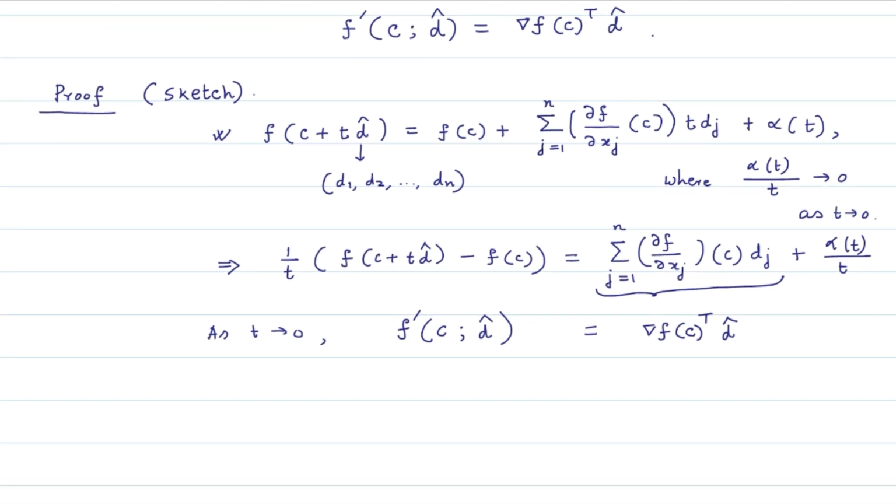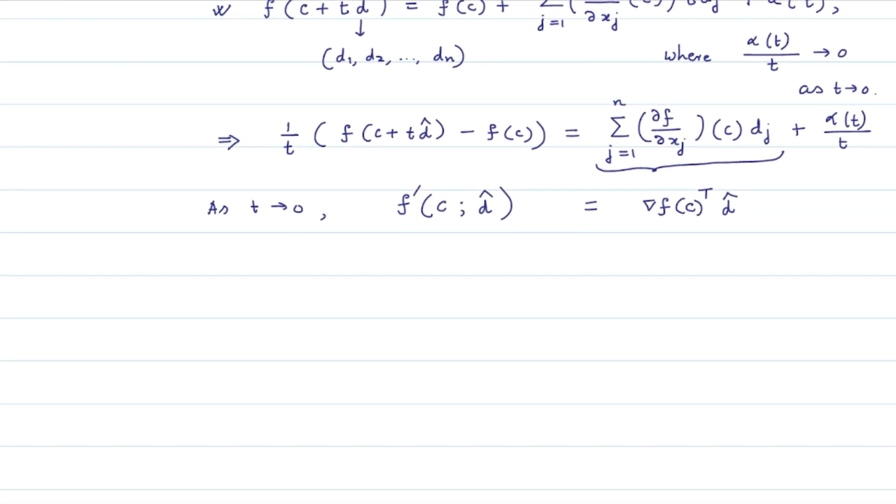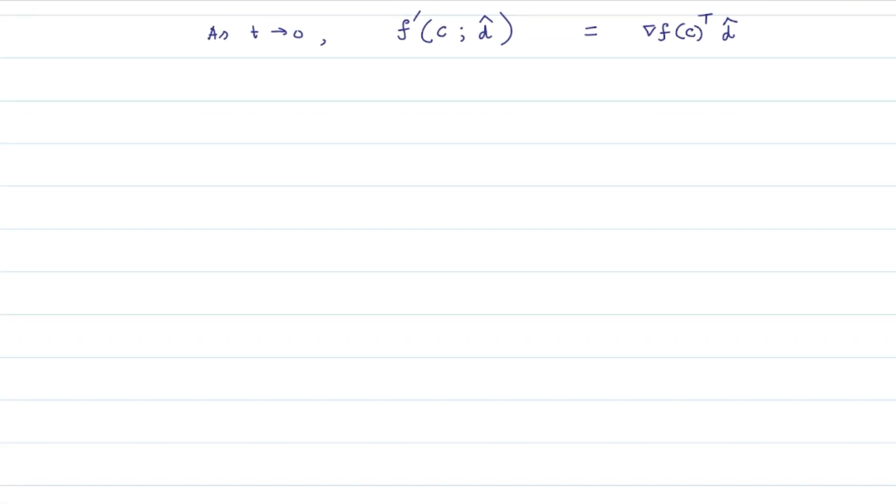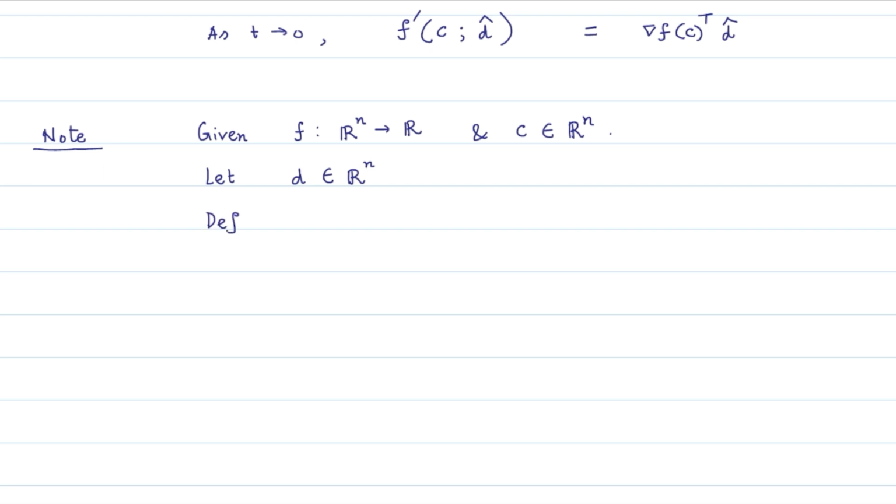I will end this lecture by mentioning a derivative expression for a function of one variable defined by the expression of a function of several variables. Let us suppose we are given a function of several variables and a point c in Rn. Let us also suppose that d is a direction in the n-dimensional Euclidean space. Now we consider a function of one variable t given by phi of t equal to f of c plus td.